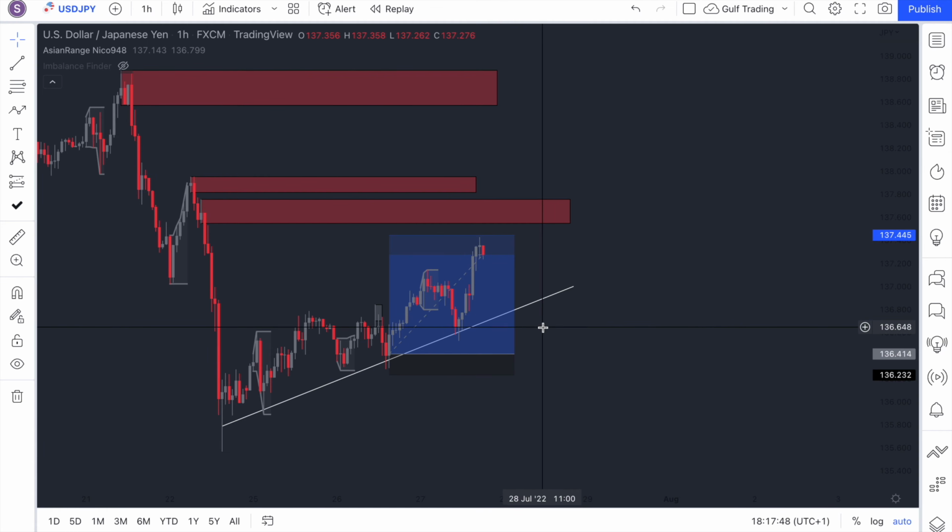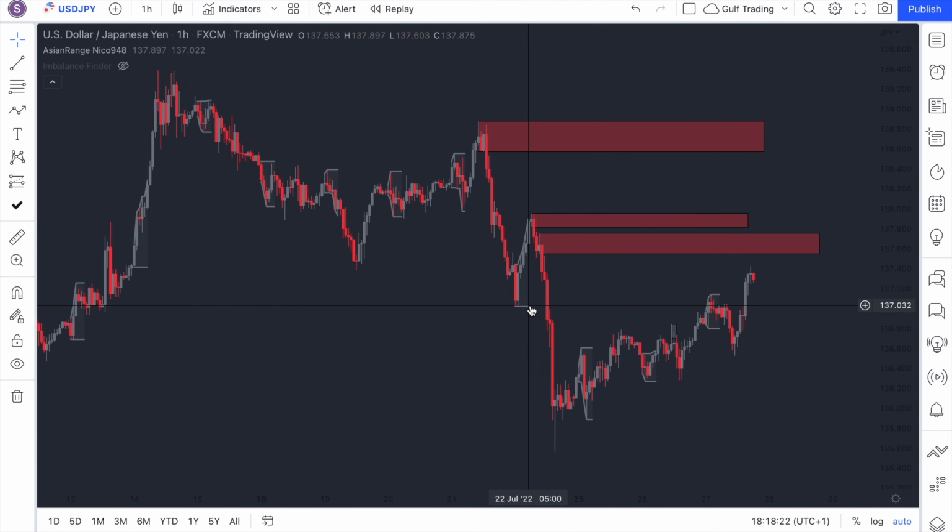So if institutions want to push the market up, they're going to be wanting to buy. And so for them to buy, there has to be an equal amount of sell orders. So they're going to target the areas where there's the most sell orders so they can buy them all and take the market in the direction they want to. And that's why trend lines very often do get taken out a bit and then continue back up.